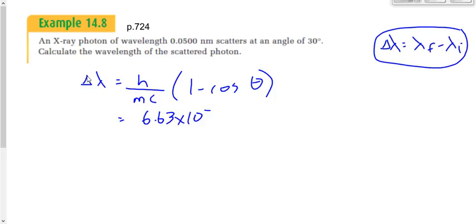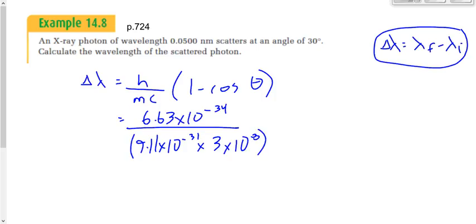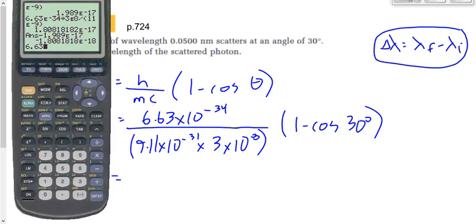6.63 times 10 to the minus 34 divided by the mass of the electron times the speed of light, times 1 minus cosine 30 degrees. 30 degrees would be the scattering angle of the photon. Okay, let's do the math on this one. Let's say 6.63 times 10 to the minus 34 divided by, in brackets, 9.11 times 10 to the minus 31 times 3 times 10 to the 8. Now let's multiply that by, make sure you use brackets here for sure, 1 minus cosine 30. I get 2.10 times 10 to the minus 12.